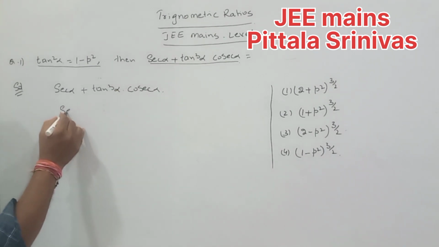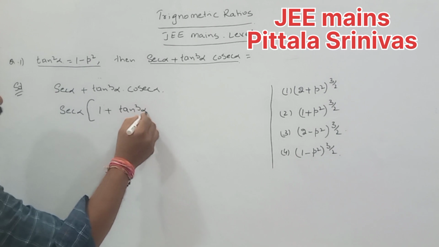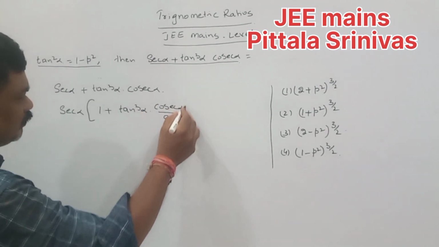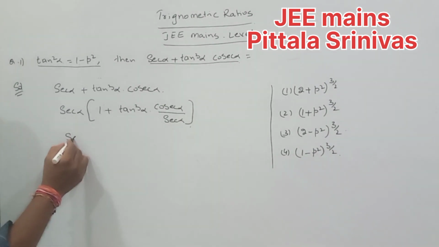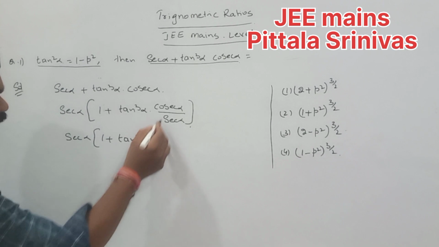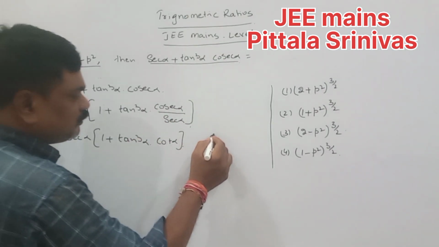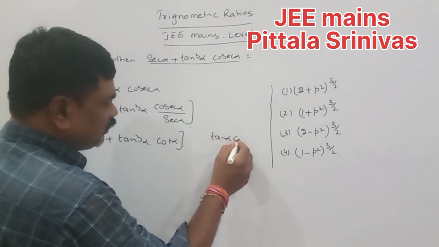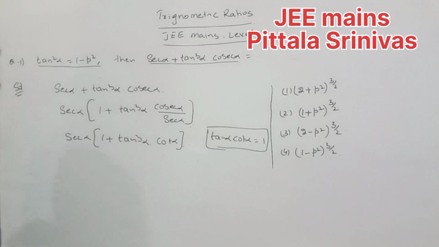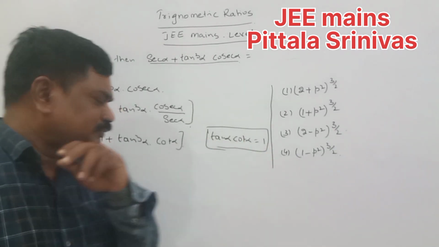From this you take sec alpha common: sec alpha into 1 plus tan cube alpha into cosecant alpha by secant alpha. So here sec alpha of 1 plus tan cube alpha into this is cot alpha. Here we know tan alpha into cot alpha is equal to 1. Why? Because these two are reciprocal to each other, so the multiplication of these two is 1.